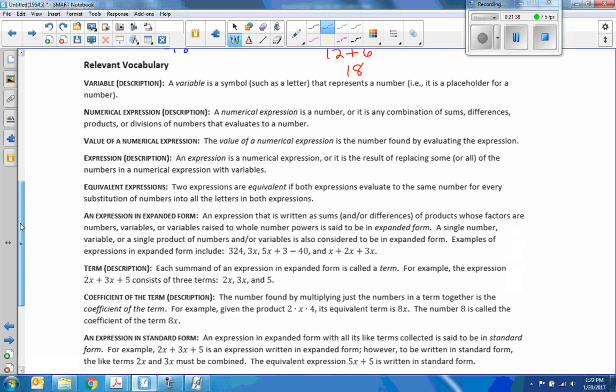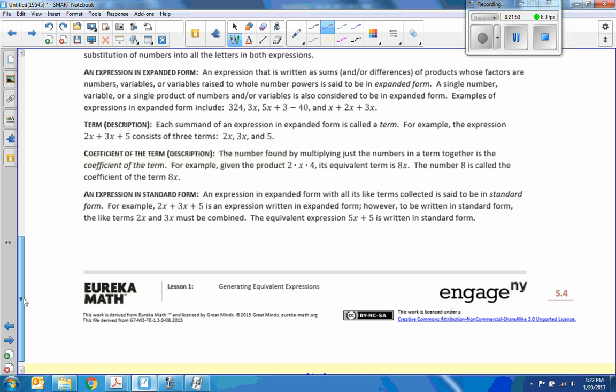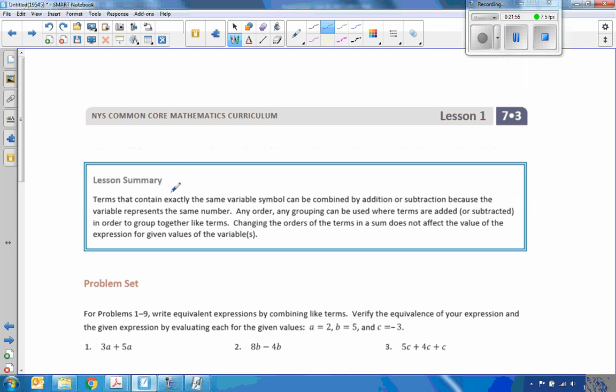Okay, here are some vocabulary words you need to know. Variable, that is the letter that represents a number. A numerical expression, the number expression, and so on and so forth. So I'm not going to read all of these. We'll review those ones. And that's the end of lesson 1 of module 3.